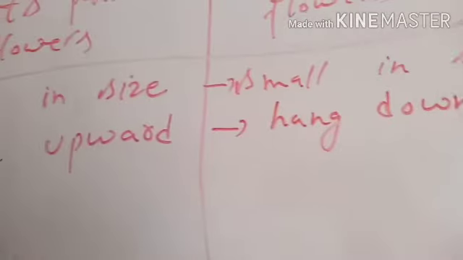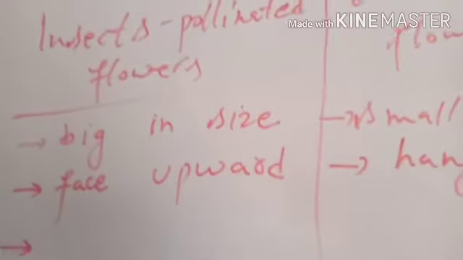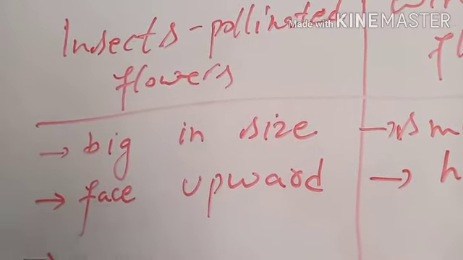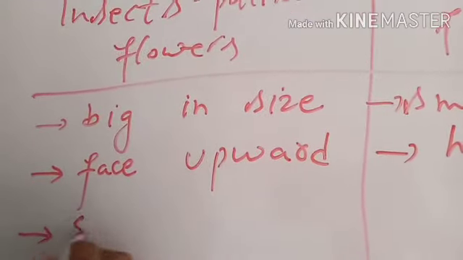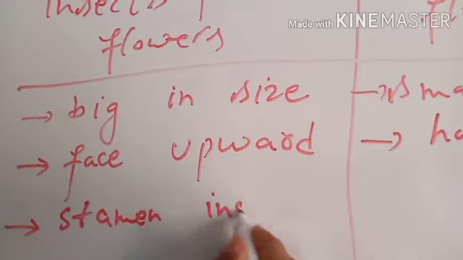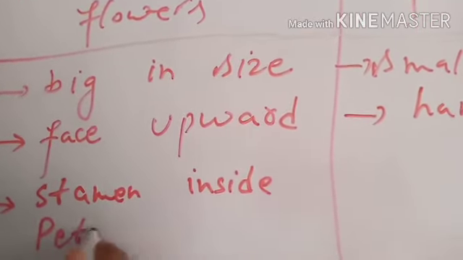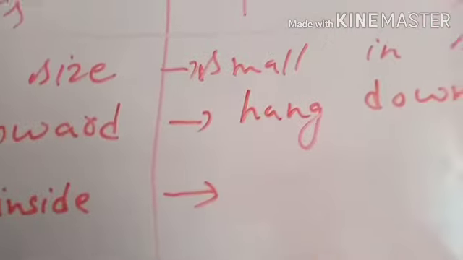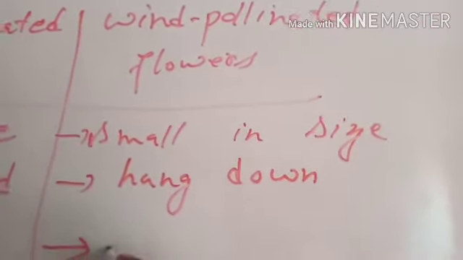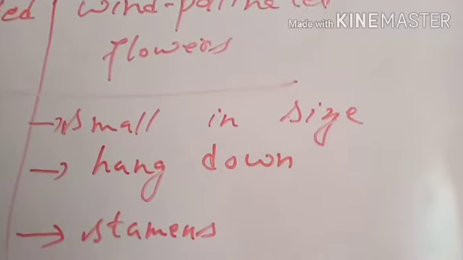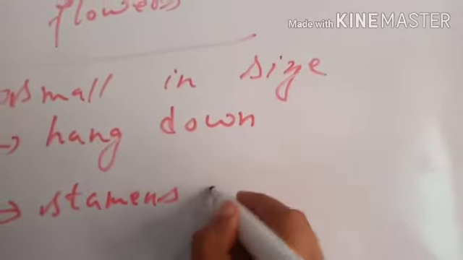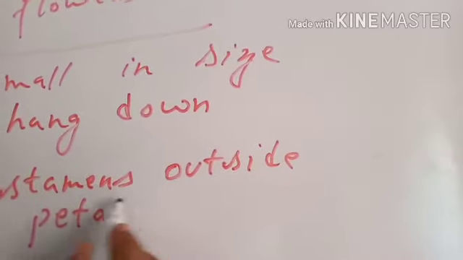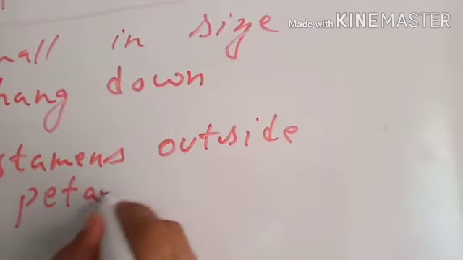The second difference is this, and the third difference between insect-pollinated flowers and wind-pollinated flowers is that insect-pollinated flowers have their stamen inside petals, means their stamen is well protected, whereas the stamens in wind-pollinated flowers come outside of the petals, for the air to make the stamens shake and let the pollen grain spread.